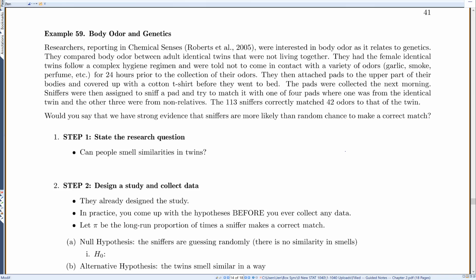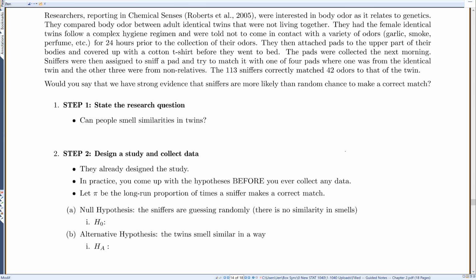So the 113 sniffers correctly matched 42 odors to that of the twin. Would you say that we have strong evidence the sniffers are more likely than just random chance to make a correct match? So let's go through our 6-step process. Step 1 is state the research question, which in this case would be, can people smell similarities in twins? Okay. Step 2 is design a study and collect data.